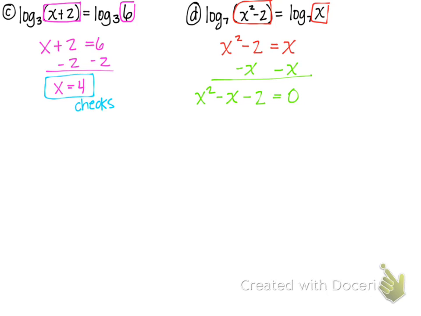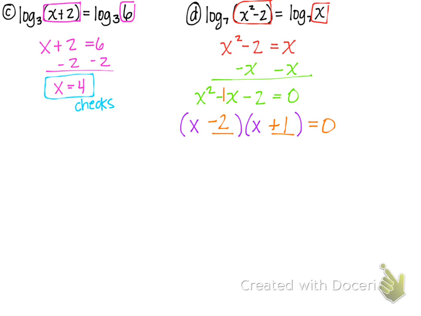Now, I hope you guys remember how to factor. So let's factor this guy. We're going to have x and x. So we've got to think of two numbers that multiply to get negative 2, but also add to get negative 1. To multiply to get negative 2, you're either going to have negative 1 and positive 2, or positive 1 and negative 2. And since we're adding to negative 1, we need to use negative 2 and positive 1. So those are our terms. And we set that equal to 0.